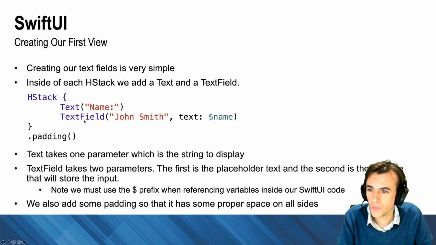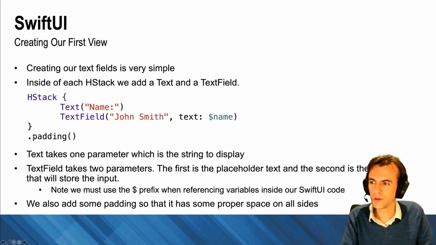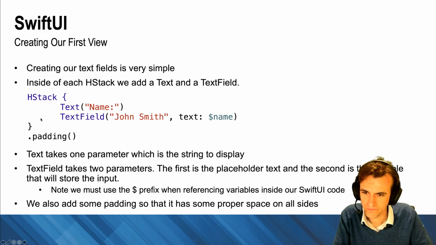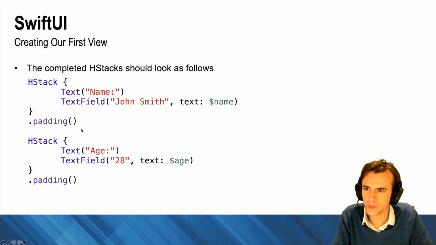Okay, and then if we specify padding here, this padding is applied to the HStack. And it just makes sure it has space on each side. And I'll show you the effect of not having and having the padding, and you'll see the difference. The next one is age. Looks pretty much exactly the same, except that we bind it to this age variable instead.